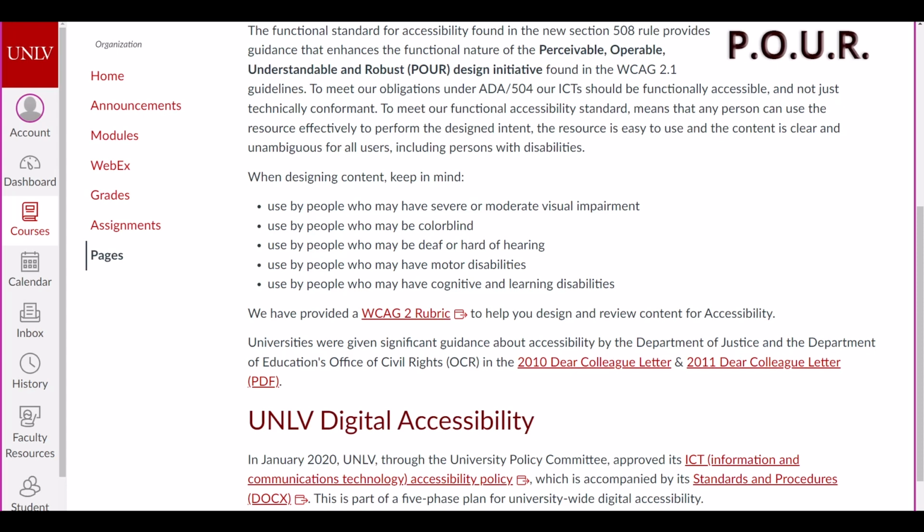Universities were given significant guidance about accessibility by the Department of Justice and the Department of Education's Office of Civil Rights, or OCR, in the 2010 Dear Colleague Letter and the follow-up 2011 Dear Colleague Letter, Frequently Asked Questions. UNLV Digital Accessibility. In January 2020, UNLV, through the University Policy Committee, approved its Information and Communication Technology Accessibility Policy, which is accompanied by its standards and procedures. This is part of a 5-phase plan for university-wide digital accessibility.